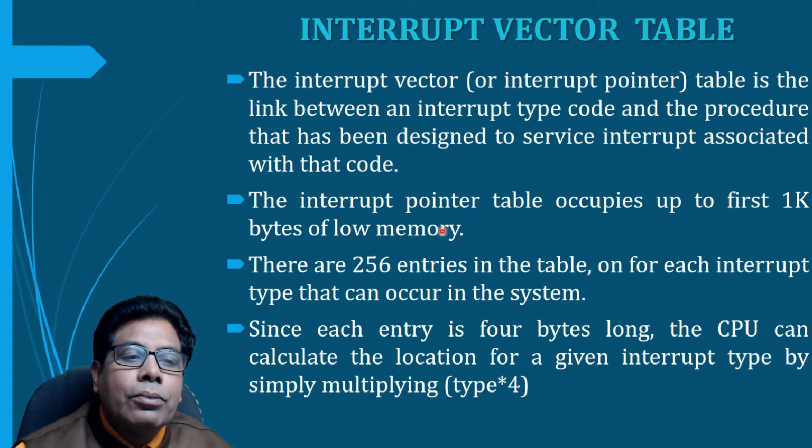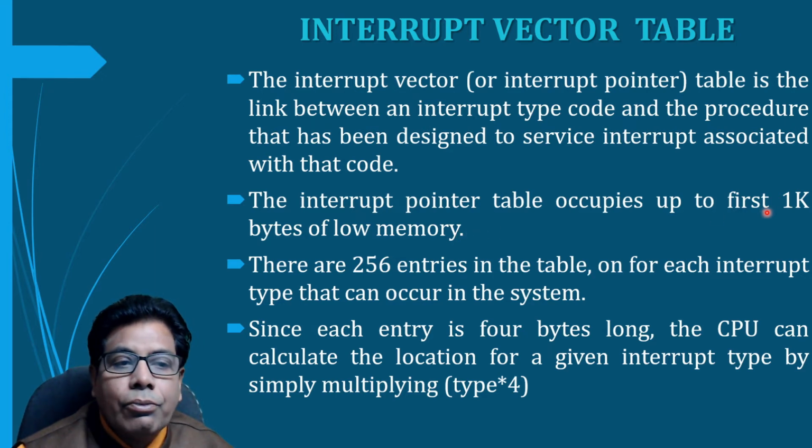Here what is the meaning of 1K bytes of low memory? It is nothing but starting from the lowest address, that is 0000. So it will start from that address and occupy the first 1K bytes, because 256 multiplied by 4 is 1K. Each entry has 4 bytes, that's why we are multiplying it by 4. So the total memory occupied will be 1K.